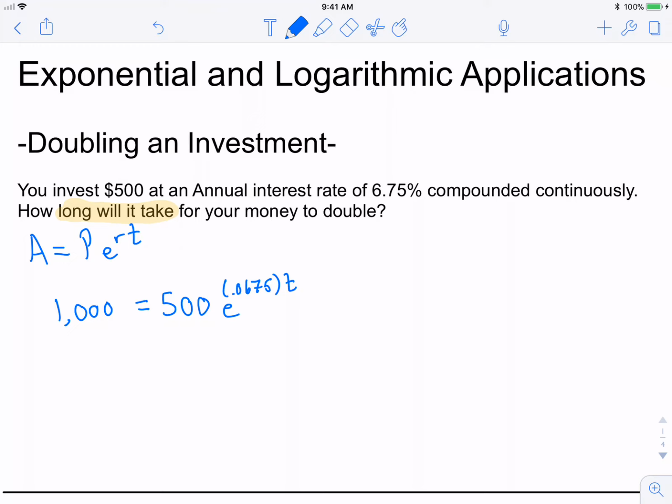All right, now that we have this plugged in, we'll once again get e by itself and then cancel it out. So step one is divide by 500 on both sides. And then we get 2 is equal to e to the power 0.0675 times t.